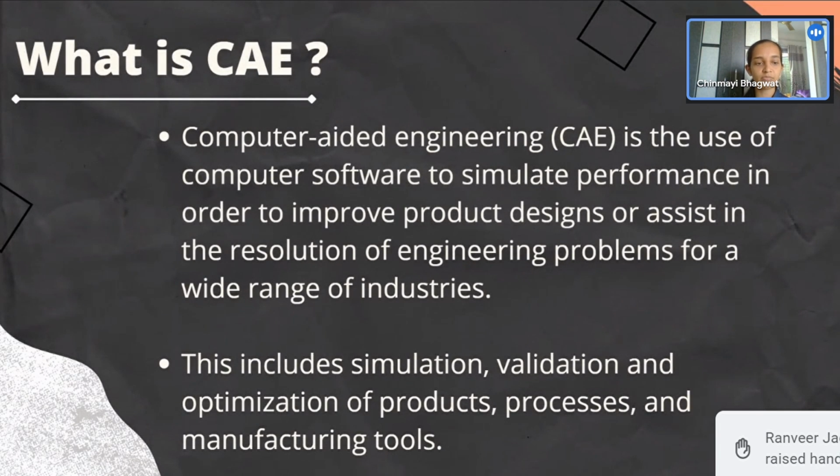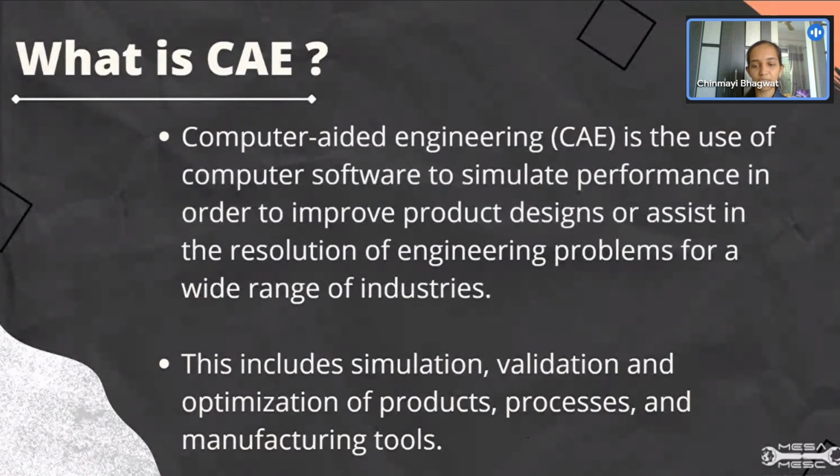CAE simulates the performance in order to improve the product designs. It's like the problem solver for all the engineering applications. It helps in designing the prototype. So this includes the simulation, validation, and optimization of products using the manufacturing tools. It also helps in decision making, as in can the prototype be converted into a final good product. Next slide.